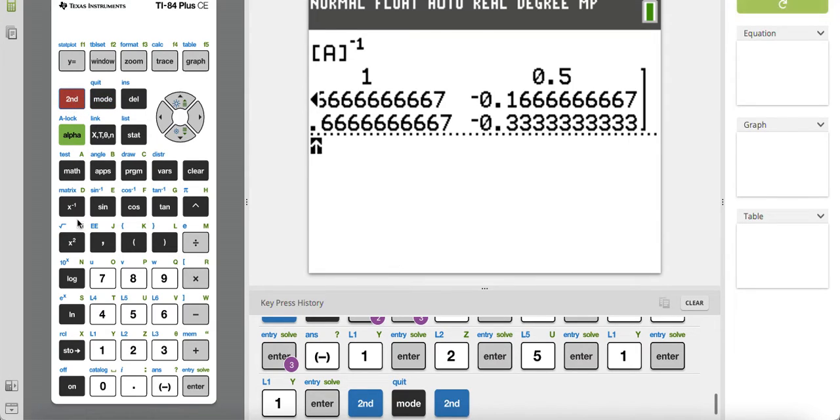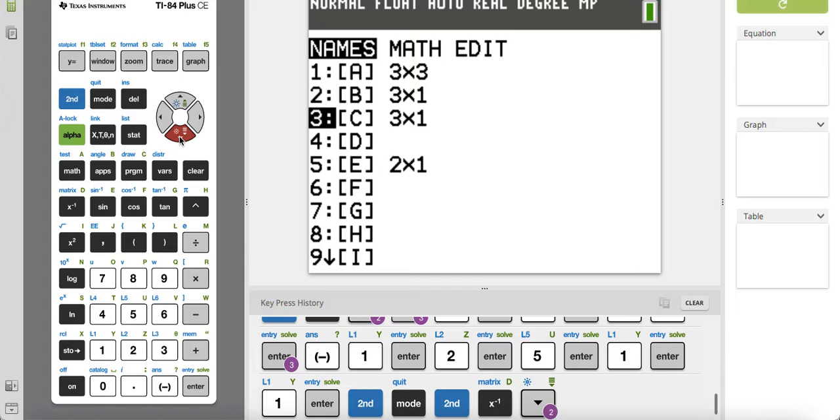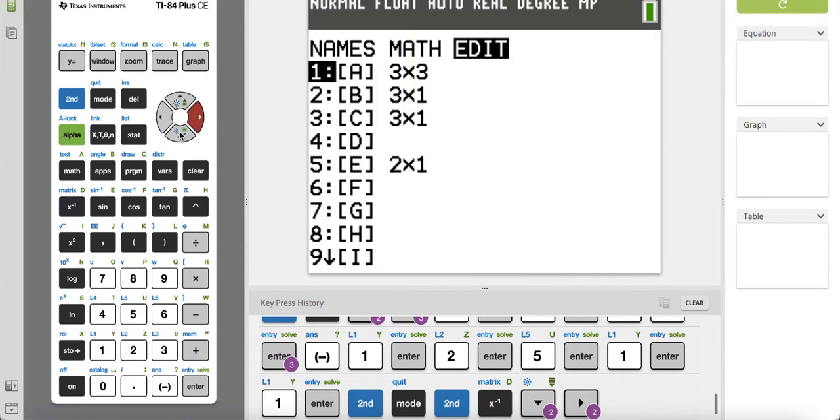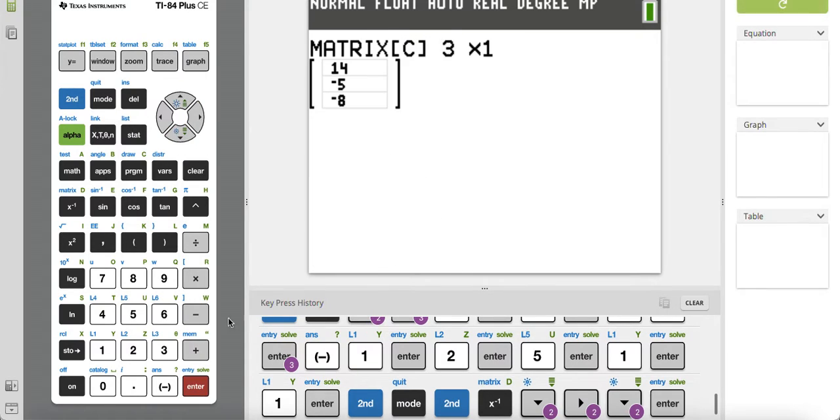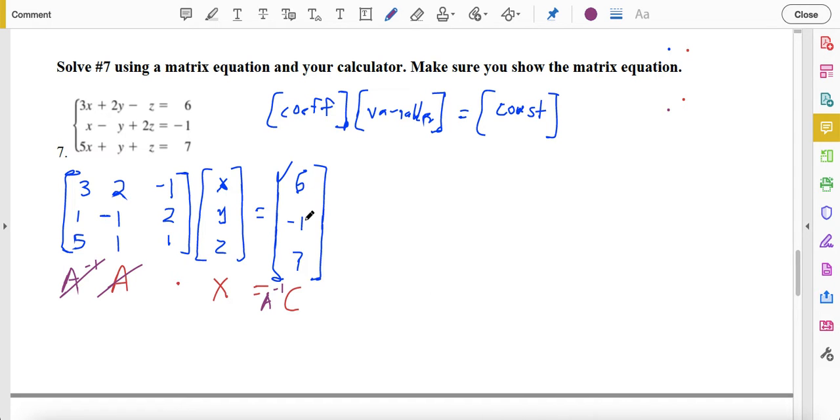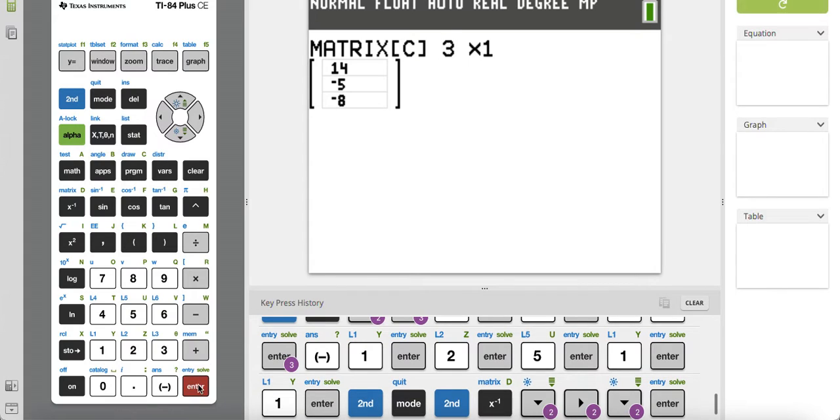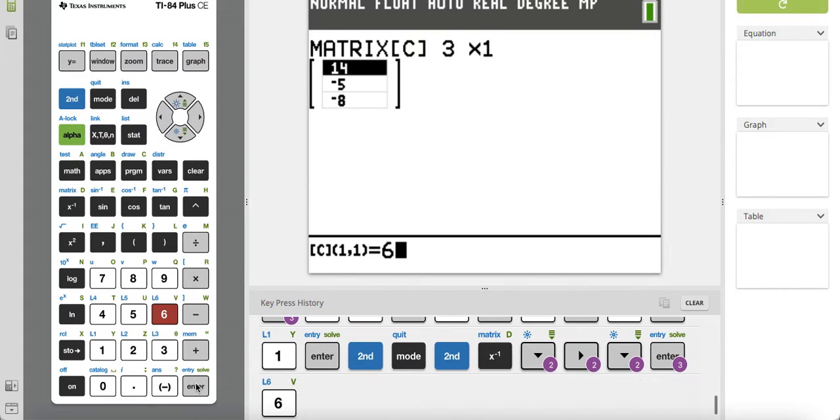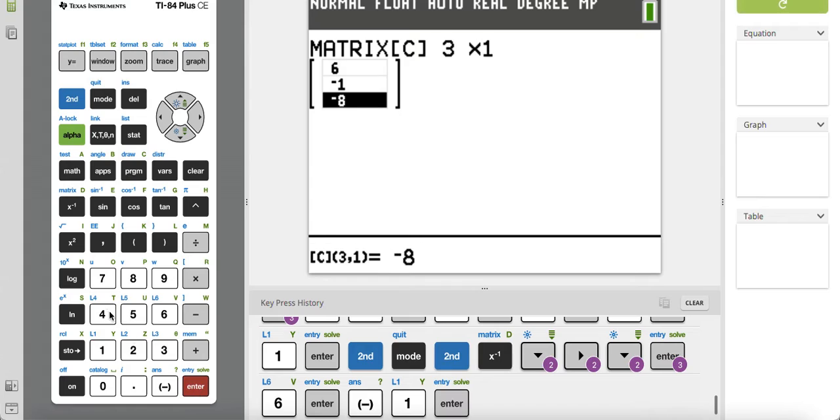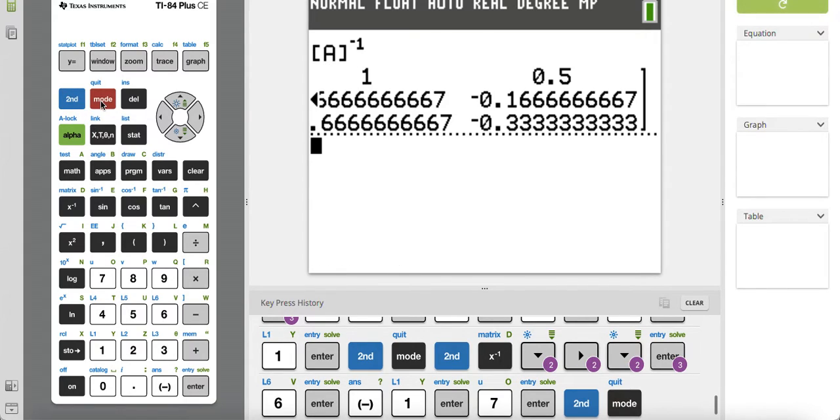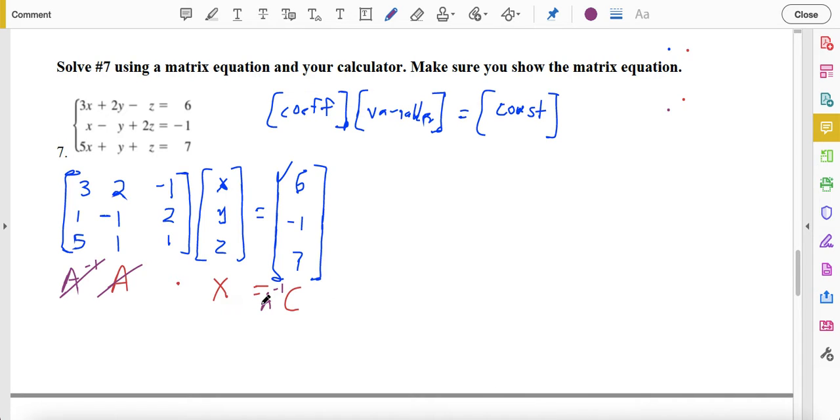So now we go to matrix C, and C is already a 3 by 1, so we want to edit matrix C, and we want to change it into what it's supposed to be, and it's supposed to be 6, negative 1, 7. So we go 6, negative 1, 7. All right, and now we simply do, remember we're doing this operation, A inverse times C.